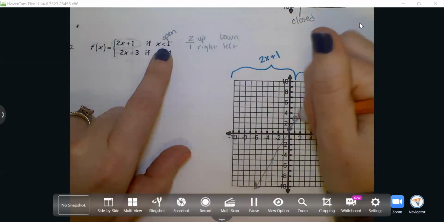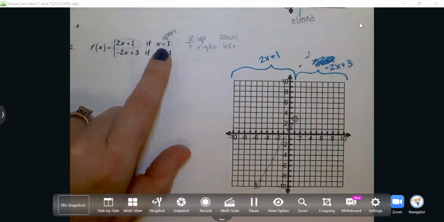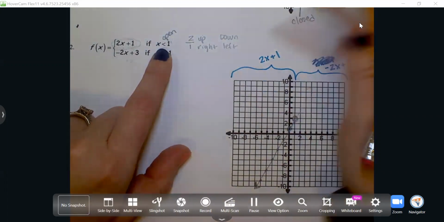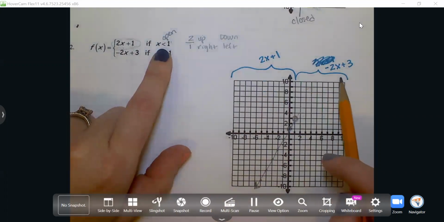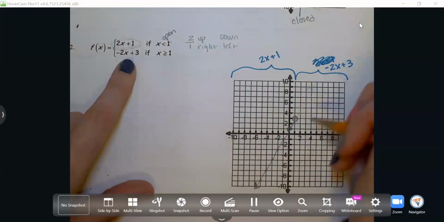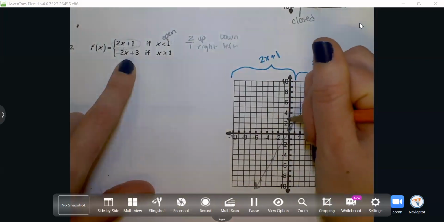And I'm going to erase everything else over on this side of my graph paper, because this side of my graph paper is my other function. Negative 2x plus 3 is going to be over here. So let's start graphing this line. My y-intercept is +3. Again, I have to go back to my y-intercept. I'm at 3 here.